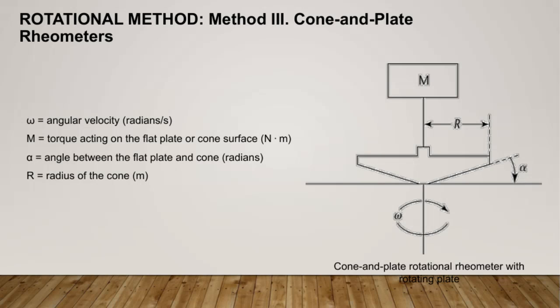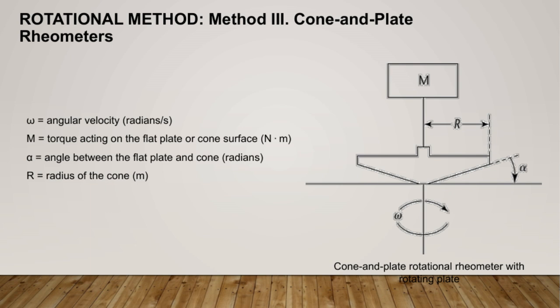Let's take a closer look at the cone-and-plate rotational rheometer with a rotating plate. This setup is a key part of method III, which is used to measure the flow properties of fluids. In this configuration, the plate or cone rotates at an angular velocity, which we denote as omega, measured in radians per second. The torque, represented by M, acts on the flat plate or cone surface and reflects the fluid's resistance to flow. The angle alpha is the angle between the flat plate and the cone, and it's measured in radians. This angle influences the shear rate applied to the fluid during testing.